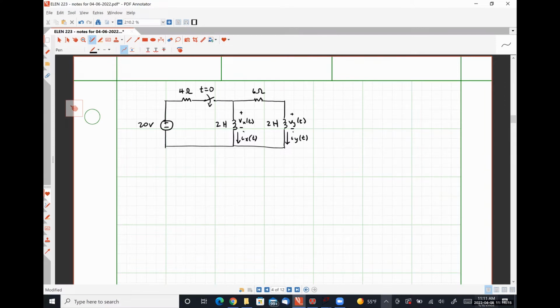And let's say that our ultimate goal is to figure out Vy of t in this particular example. All right, so how do we figure out what our second order differential equation is going to be? I'm taking you guys' suggestions today.